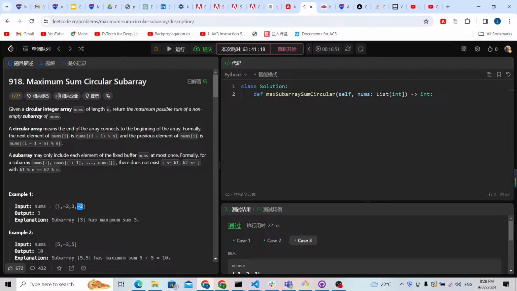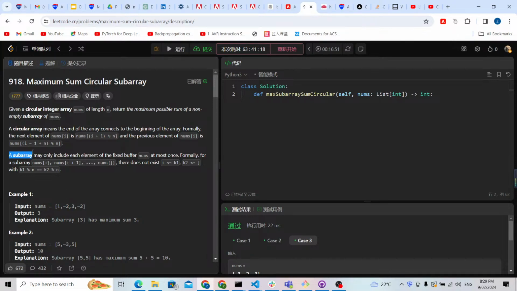So similarly for the previous element, let's check this one. The index is 0, so this is 1. So what is the previous element? It is i minus 1 plus n. So 0 minus 1 plus n, n is 4, 4 minus 1 is 3. So it is this element, index 3, minus 2. So yeah, if you understand this, this is enough for us to solve this problem.